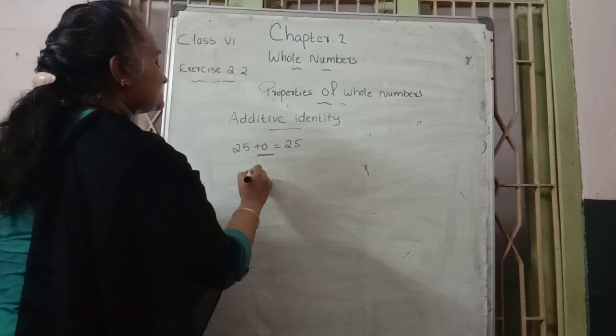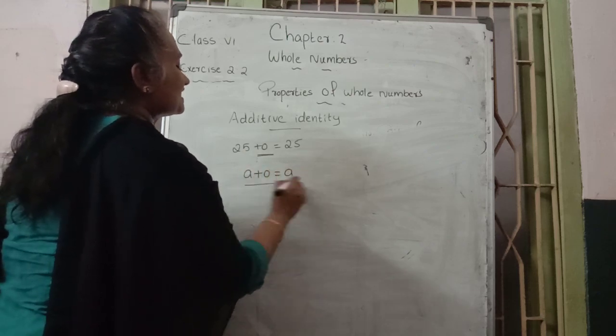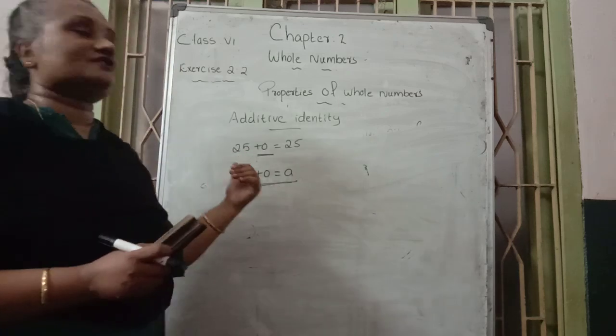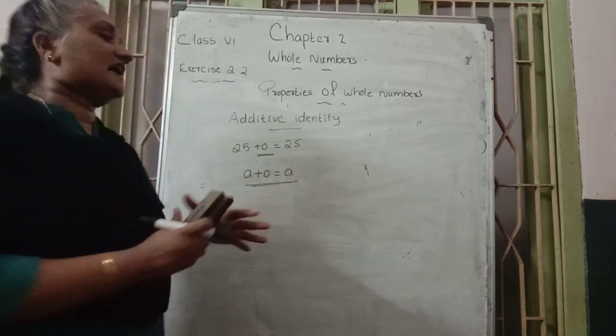So generally we can say A is added with 0. Always which answer will come in there? A comes as the answer. So what can we conclude there? What is the additive identity? 0 is the additive identity.